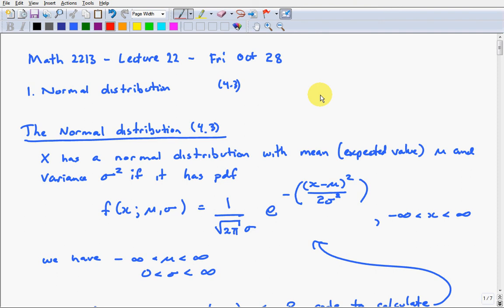Okay, so today's lecture we're going to look just at section 4.3 in the book. This is the normal distribution, and there's a fair bit of stuff in this section, so I think it'll take all of today's lecture to cover it.